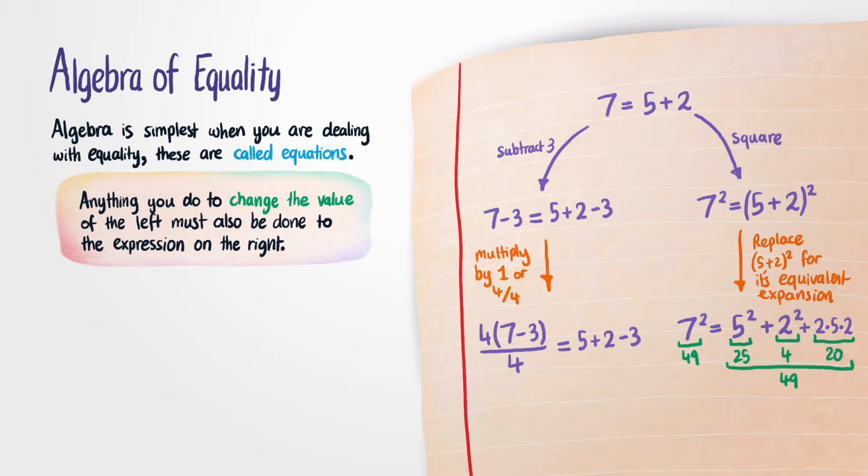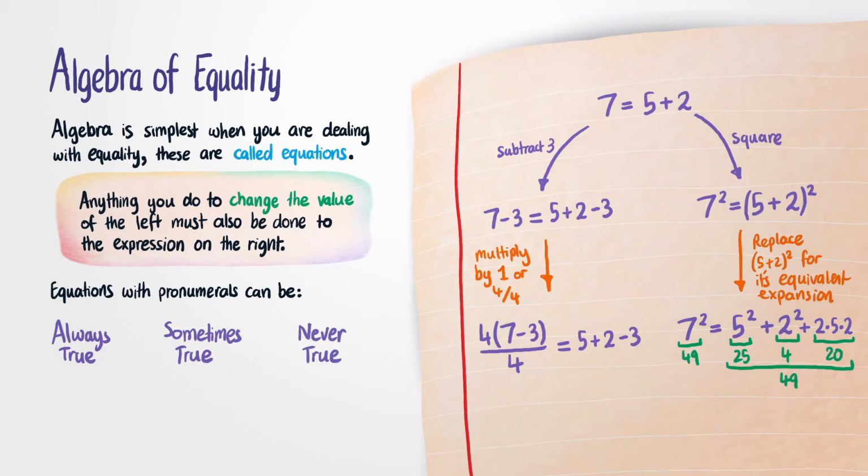Now things are actually pretty simple when you have no pronumerals in the mix. But as soon as you start adding pronumerals in, things get a little bit more complicated. There are actually 3 possible cases for equations that contain pronumerals. So we're saying that equations with pronumerals can either be always true, sometimes true, or never true. Okay, so let's give you an example of each. For example, we can say that the expression 1 plus x equals x plus 1 is always true.